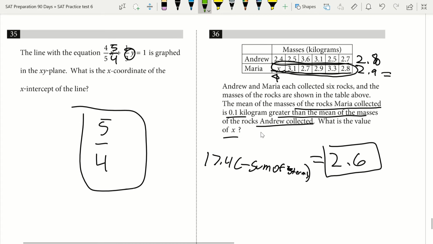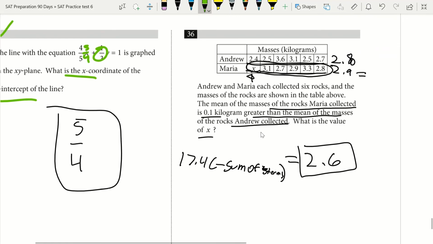35, I've got a line down here. It's graphed in the xy plane. X coordinate of the x-intercept. The x-intercept is when y equals 0, so I plug in a 0 there. I've got 4/5 x equals 1. I've got to multiply by my reciprocal, which will be 5 over 4. Answer there, 5 over 4. That one's correct. Over here, these are also good questions that you should check your work on, right?